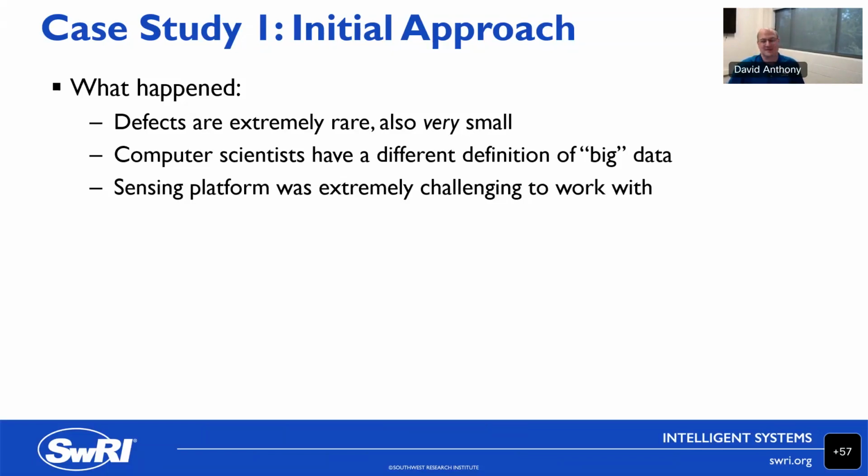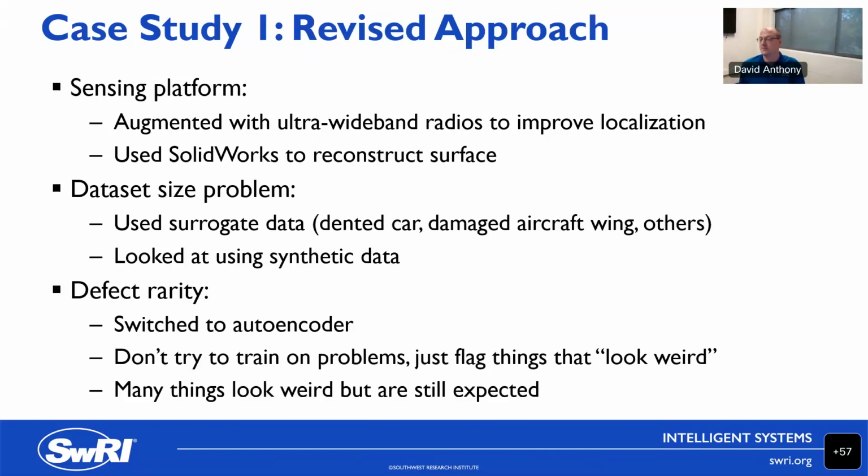We also found out that, practically speaking, the sensing platform was very challenging to work with. The UAV would go out into the real world and get blown around by the wind. Sunlight would reflect off of surfaces, so you'd see images with lots of reflections that were really challenging. Everything was a lot harder than we thought it would be. So we stepped back and asked, what do we need to do? A couple of things.